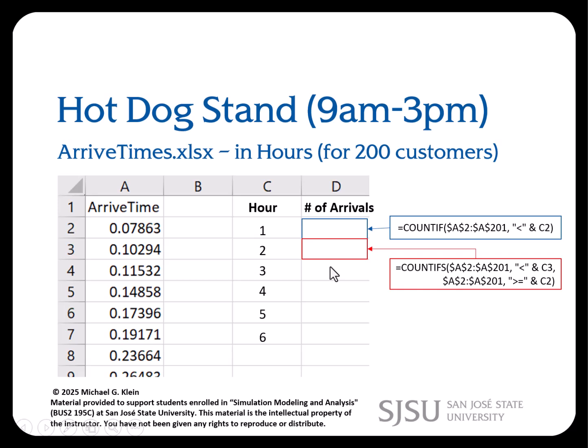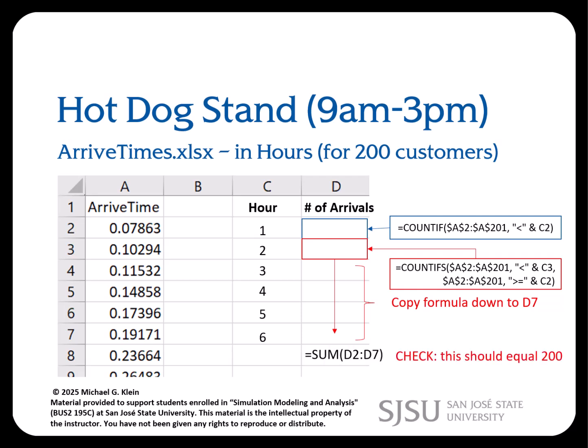To determine the number of arrivals between hours 1 and 2, we would then need a COUNTIFS formula. Here we'll have the number of arrivals less than C3, so when we have less than 2, and then also those that are greater than or equal to 1, which is the value in C2. That will give us the number of arrivals that arrive within the second hour, from hour 1 to 2. We can do the same thing for hours 2, 3, 4, 5, and 6 by copying down the formula.